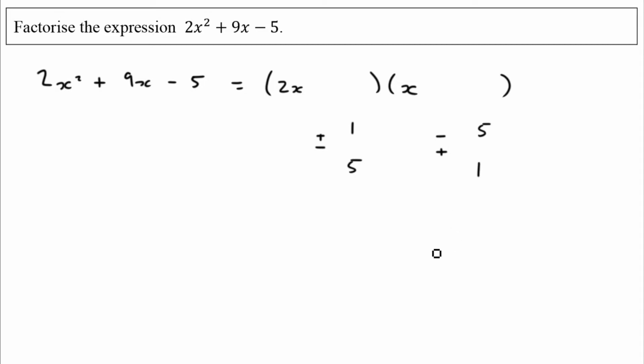But once again, it doesn't take an awful lot of thought to realise that we must have 2x subtract 1 and x plus 5. Because how do we make this 9x? 2x times 5 is 10x, and then negative 1 times x is taking one of them away, giving us this 9x.